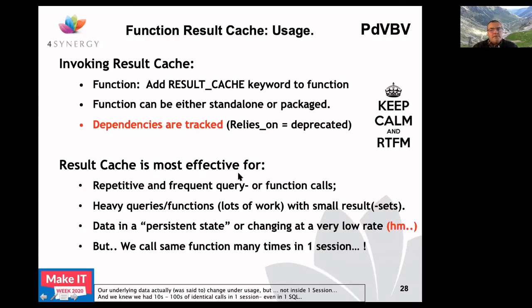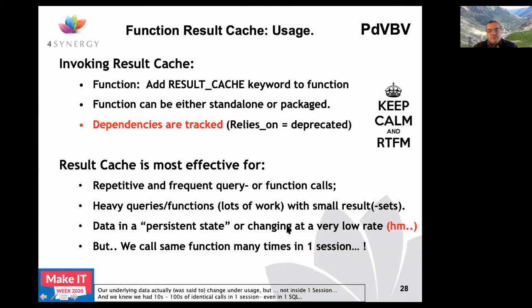The result cache would be most effective for anything that you call repetitively and frequently. So, for heavy queries or high frequency functions with small atomic result sets. Ideally, your data is in a persistent state or changing at a low rate.